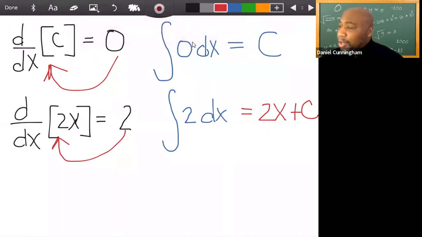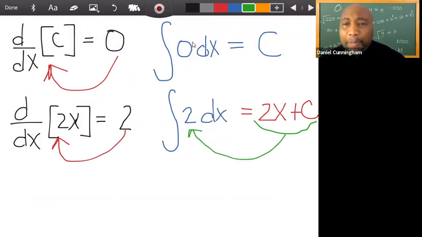So what we do here, I'm going to go back to what we did with 2x plus c, is you take the derivative of 2x plus c. What's the derivative of 2x? It is 2, the derivative of c is 0, and that gives me 2. That's how you check it.